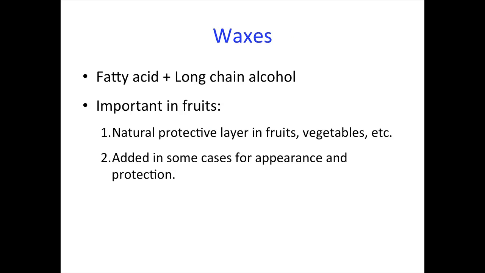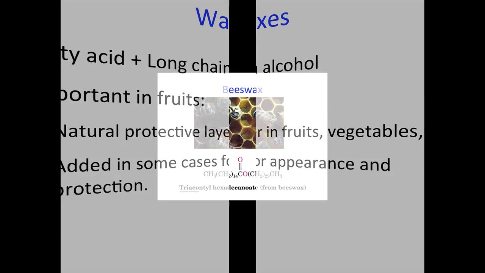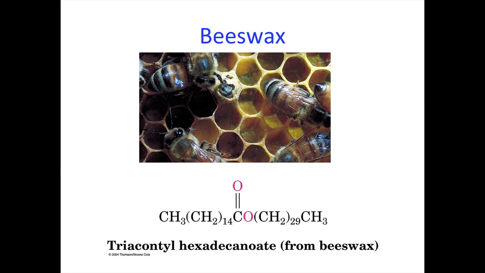There's also waxes, and that's when a fatty acid combines with a long chain alcohol. It has some important uses in fruits. It's a natural protective layer in fruits and vegetables, and in some cases it's added for appearance and protection. So beeswax, I think everybody's familiar with that, and that's the chemical formula for it.